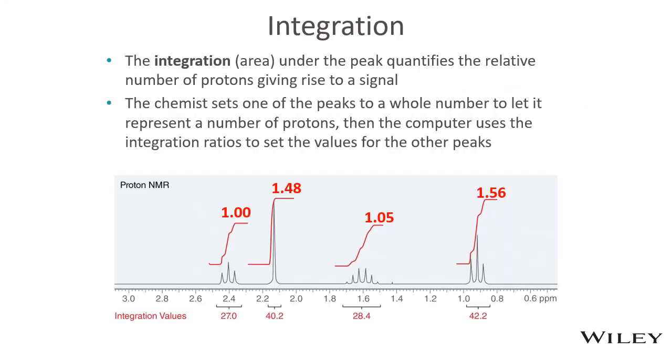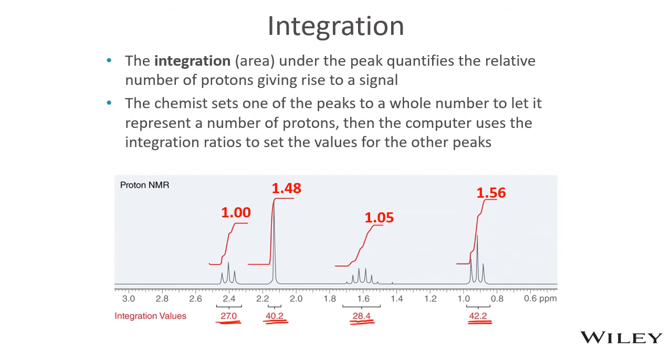Next, we're going to talk about integration. Now, the integration is the area under the peak, and it correlates with the relative number of protons giving rise to a signal. Now, for the most part, this is going to be done for you, and I'll show you how it looks in just a little bit, but I just want to explain how these numbers come about. So typically, an NMR machine will give a certain integration that comes from the area under each of the peaks. So these are the integration values that come from each of these peaks.